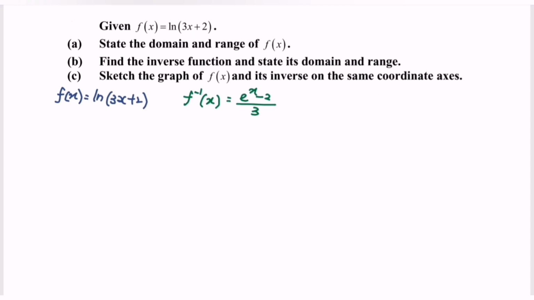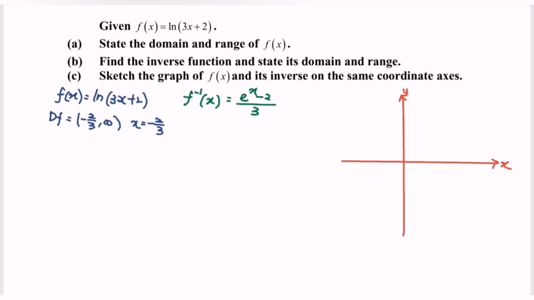So next, what we have to do is to sketch the graph for the function f(x) and its inverse on the same coordinate axis. Kindly focus on the function f(x). Just now we already mentioned that the domain for f is negative 2/3 until infinity, where the negative 2/3 is not included. So from here we can say that the asymptote for the function f(x) is x = negative 2/3. Next, we have to find the x and y intercepts.